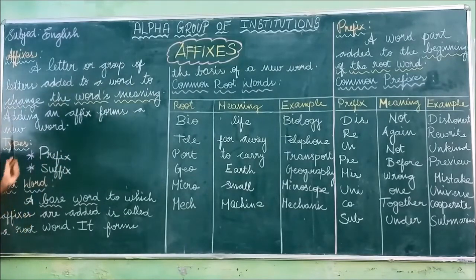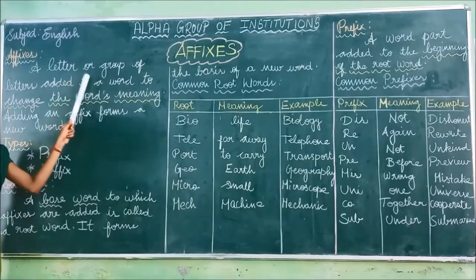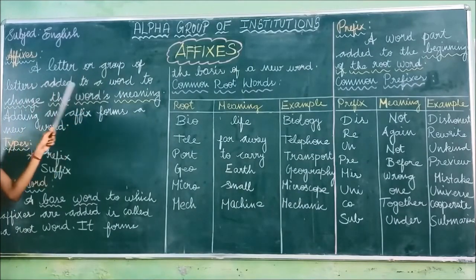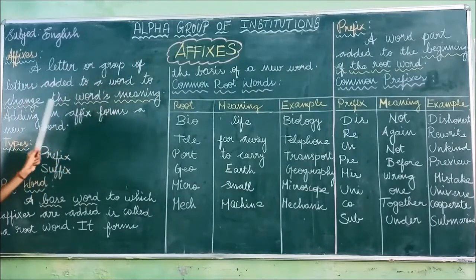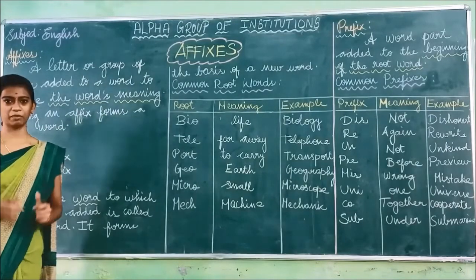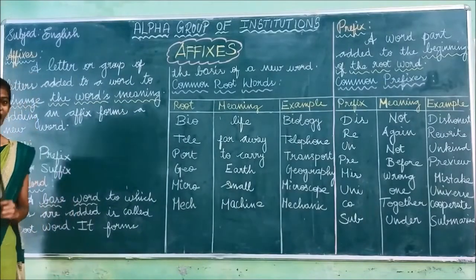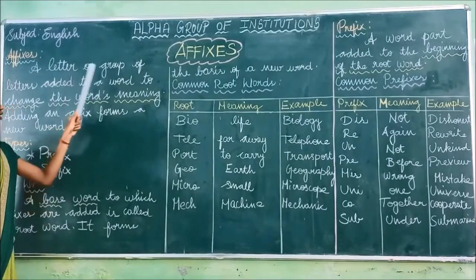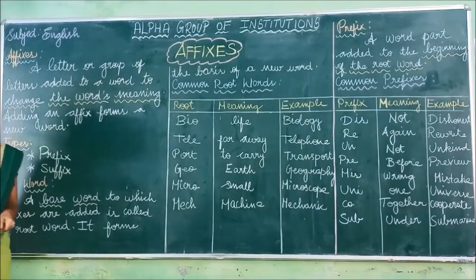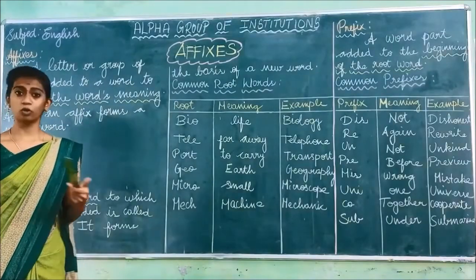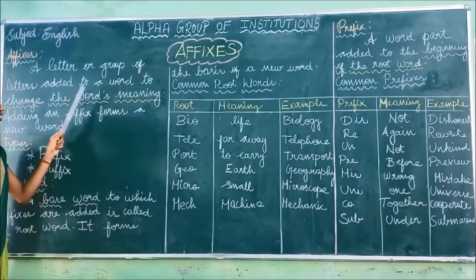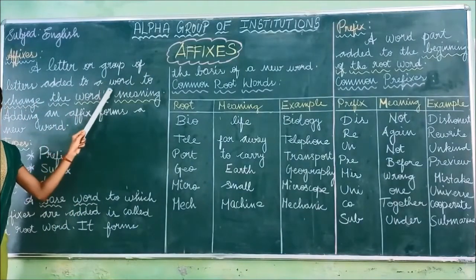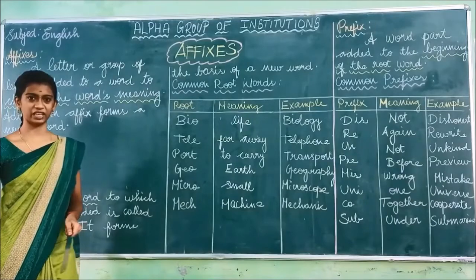Shall we read once again? Affixes: a letter or group of letters added to a word to change the word's meaning. Adding an affix forms a new word. So, what is meant by affix? Affix is nothing but a letter, or a group of letters. It's not only a single letter. It is a group of letters or a single letter added to a word.